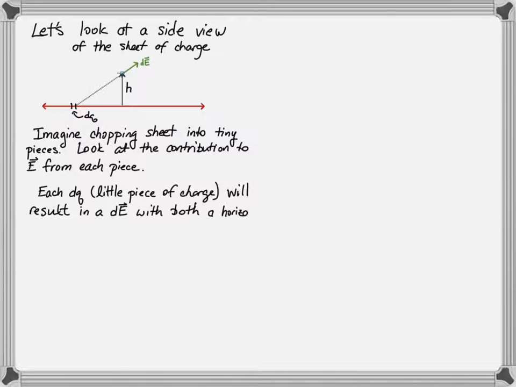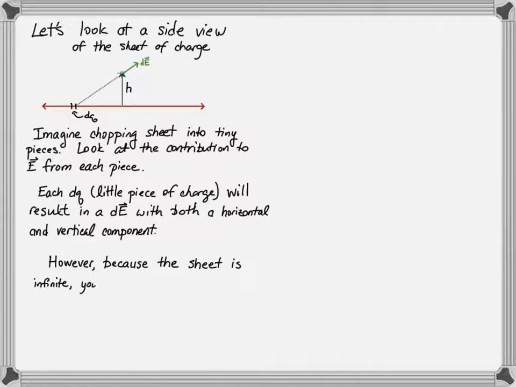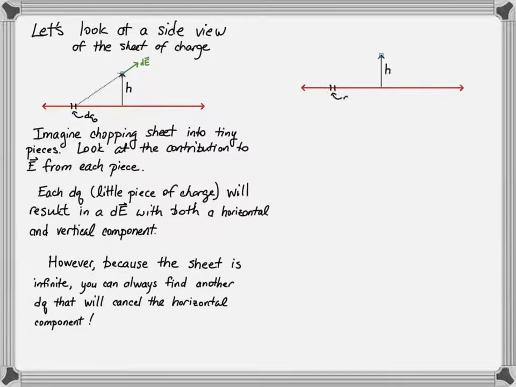I can think about each one of those pieces of dq. I can find another piece exactly symmetrically on the other side that will completely cancel out the horizontal component of the electric field. Because it's infinite, you can always find a piece on the other side. You can always find another dq that will cancel that out. Let me see if I can show that.